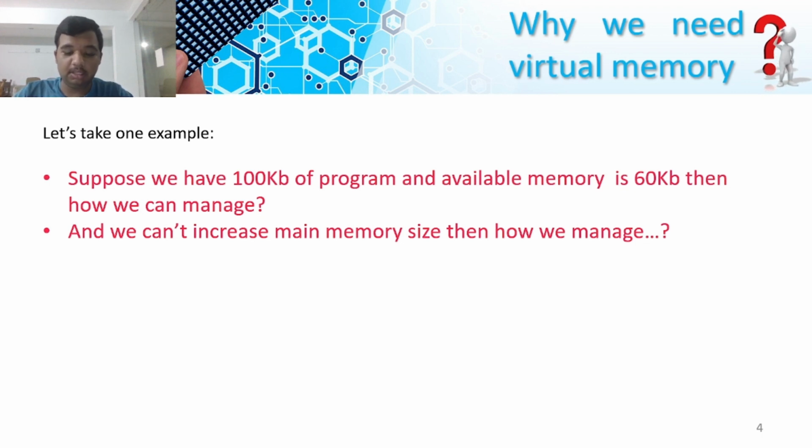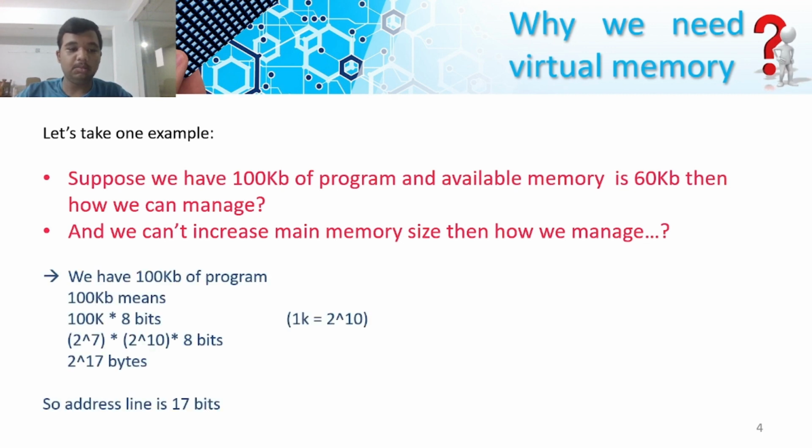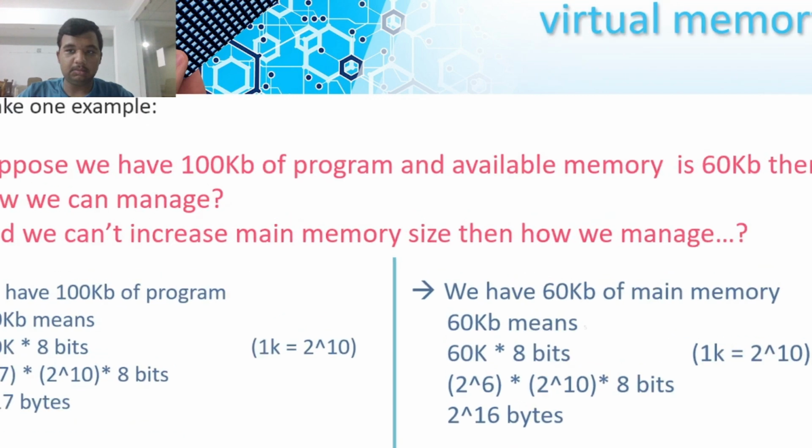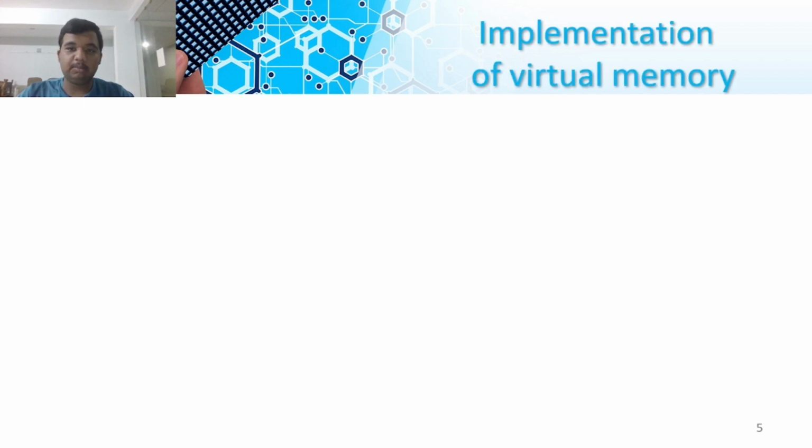Let's first of all see how to find the address bits of the program. We have a 100 KB program. Here K means 2 raised to 10 and B means 8 bits, and the address line is 17 bits. Similarly, we have 60 KB of main memory and the address line is 16 bits. This is the important reason why we require virtual memory.